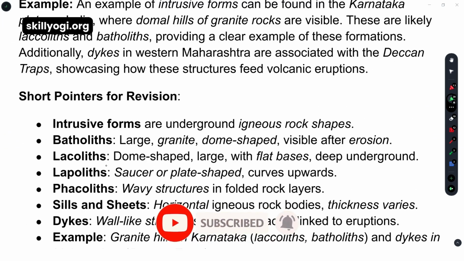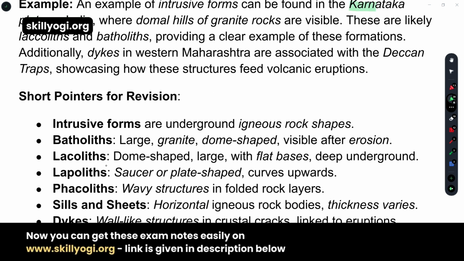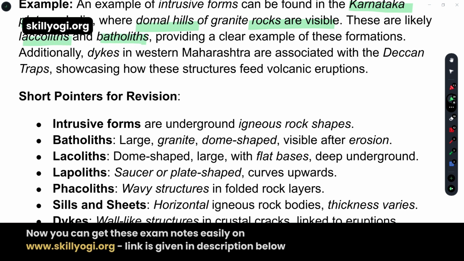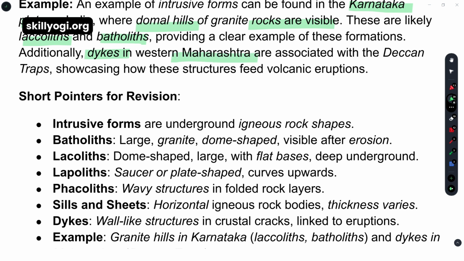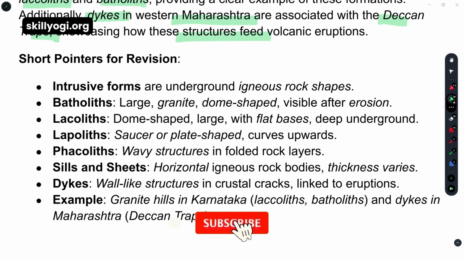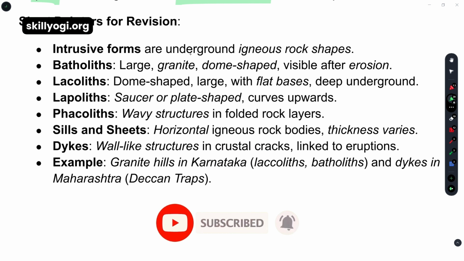Come to the example. An example of intrusive forms can be found in Karnataka. That means in which state can we find it? In the Karnataka plateau in India, where domal hills of granite rocks are available. These are likely laccoliths and batholiths. Just now we learned these are dome-shaped features, which is a clear example of this formation. And dikes we can find in Maharashtra with the Deccan Traps, showcasing how these structures fit the volcanic eruption.